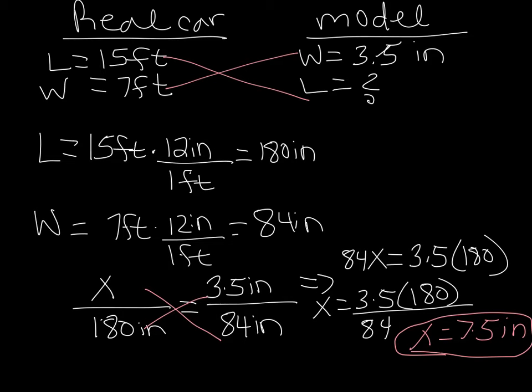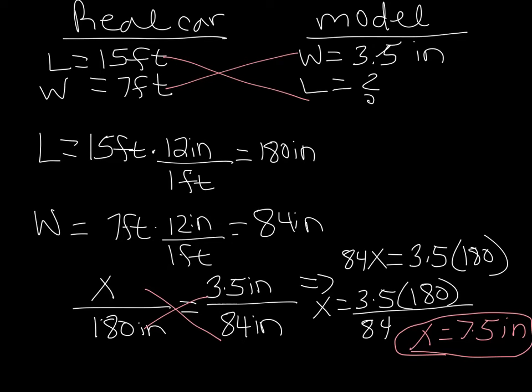So this problem is a proportion problem where it was telling us that the length of a real Indy car is 15 feet and that the width is 7 feet. And then it was saying that the die-cast models that you would see in the store, like Hot Wheels, the width is 3.5 inches, and what would the length be then if it was to be the same proportion?